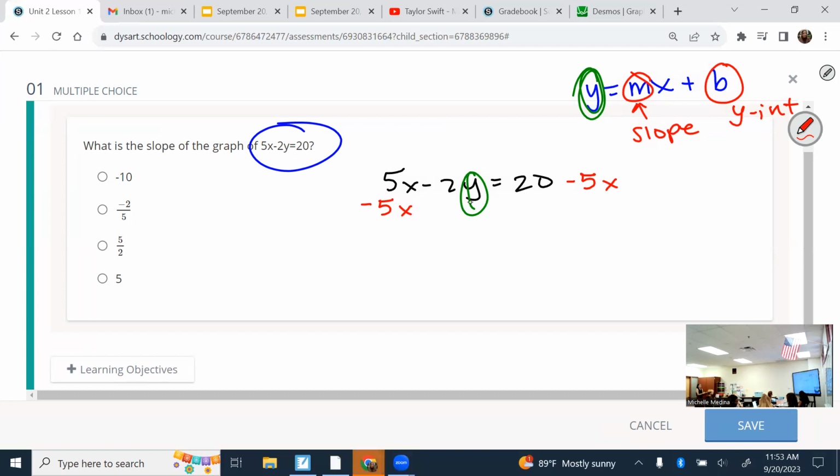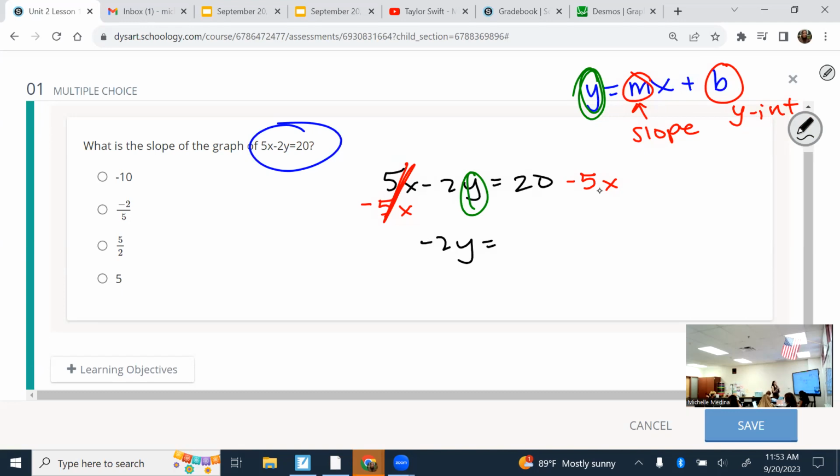So we're isolating the y. I want to get rid of this whole part, so that way it's 0 minus 2y, which gives me just negative 2y. Then whatever you do on one side of the equal sign, you have to do to the other. Are 20 and the negative 5x like terms? Can I make it 15x? They're not like terms. One has a variable and the other one doesn't, so I can't just combine them.